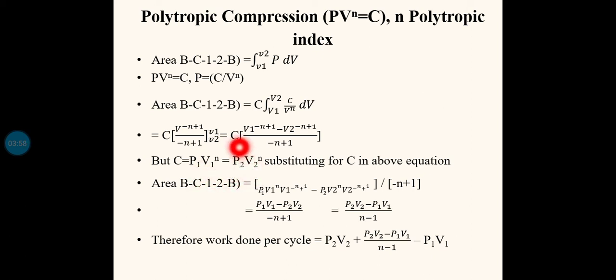Both are okay. Now I am taking this C into the bracket, that is C is multiplied by the first term, C into V1 raised to minus n plus 1. Here it becomes C into V2 raised to minus n plus 1, all divided by minus n plus 1. So instead of the first C along with V1 I will substitute P1 V1 raised to n, and C along with the V2 term, I will substitute instead of C, P2 V2 raised to n. So the first term becomes, actually, C into V1 raised to minus n plus 1.